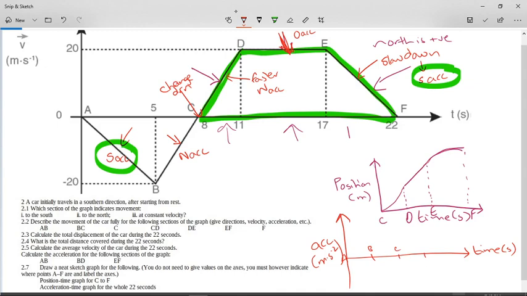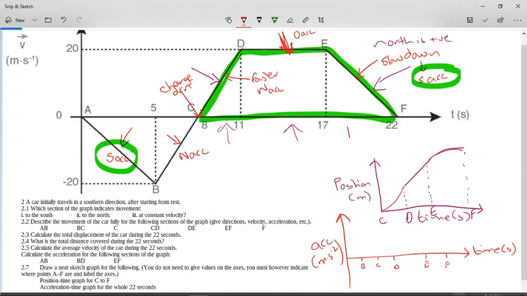C, D. Oh, I've not planned this very well. Let's see if I can plan this a bit better. So let's bring B a bit closer. B, C, D, and then this section was a little bit longer, and then F.